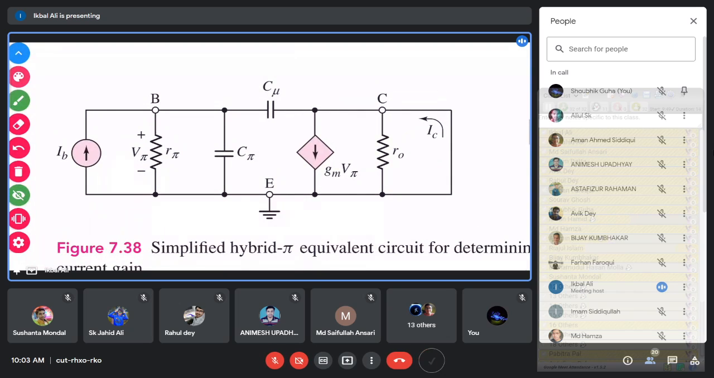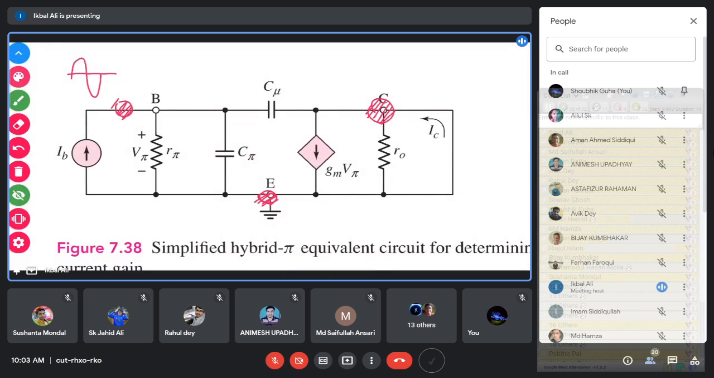this is your input base terminal, this is the input of the transistor. Base terminal is the input. Here you apply some signal, so signal will be applied here, and this emitter terminal is grounded. The emitter of the transistor is grounded, and the collector of the transistor is the output terminal. Here you will get your amplified signal. So the collector terminal becomes the output terminal, base terminal becomes the input terminal.